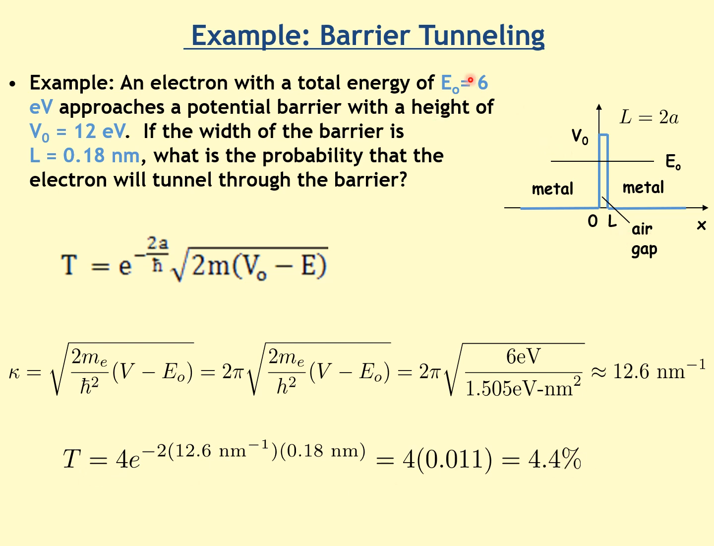So this particle, even with energy half of this barrier, can tunnel through, and the probability is there. It is not 0% but 4.4%. So it can tunnel through this barrier also. If we double the width of the gap, then this probability will change.